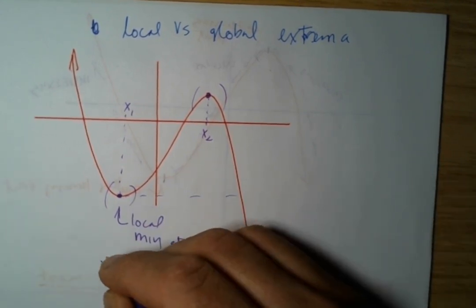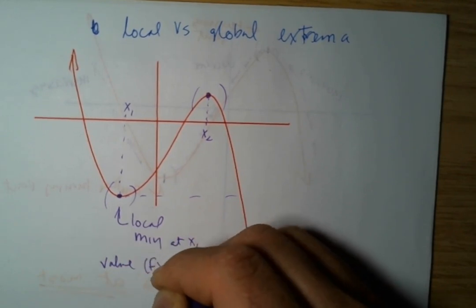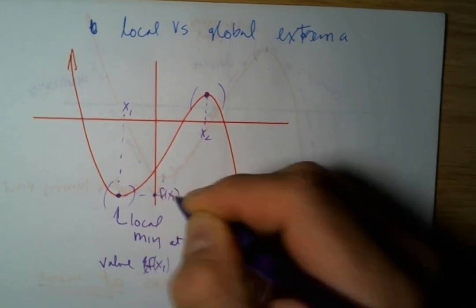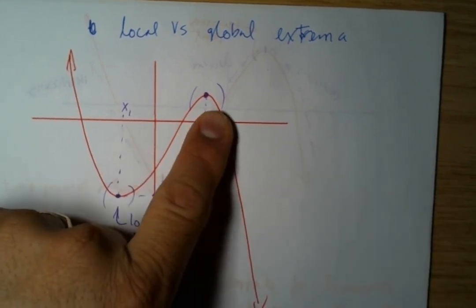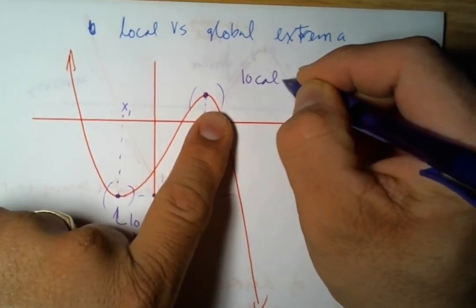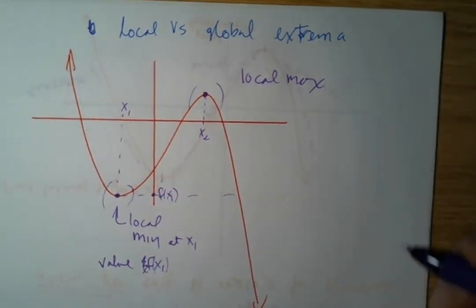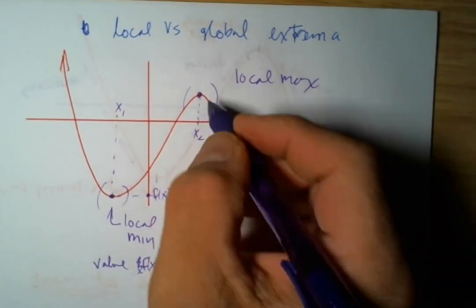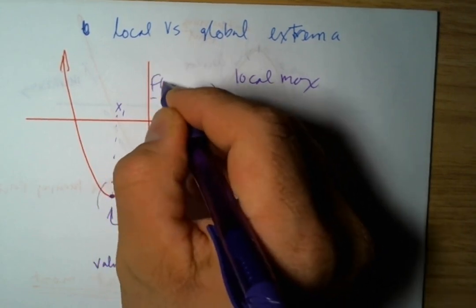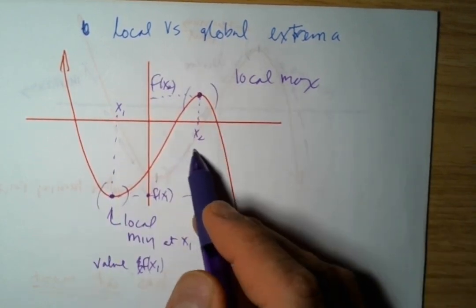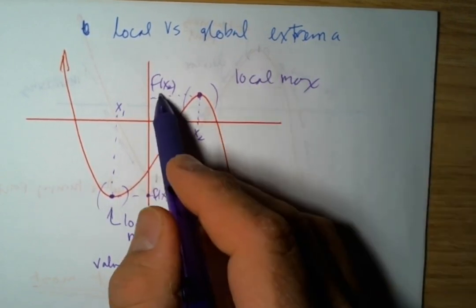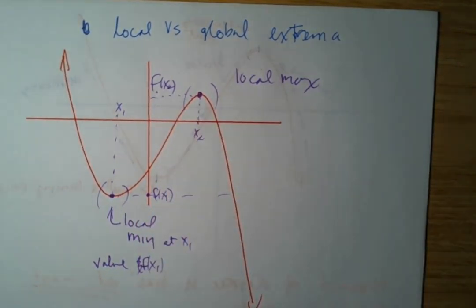The value of that min is f of x1, that would be that here. And the same thing here: this is what we call a local max, where the values near it are smaller than this f of x2. The max occurs at x sub 2, and the actual max, that is the output of the function, is f of x2. It occurs at the input x sub 2.